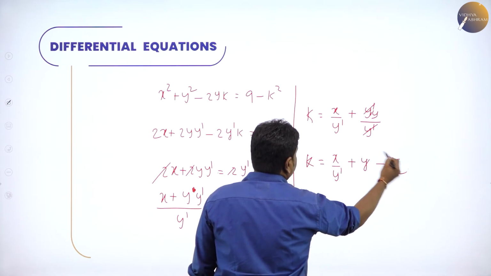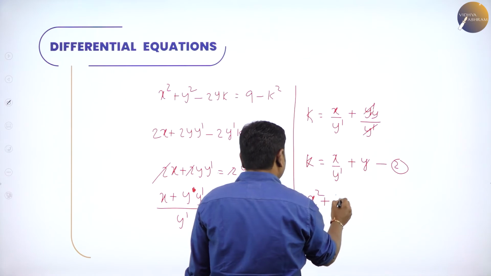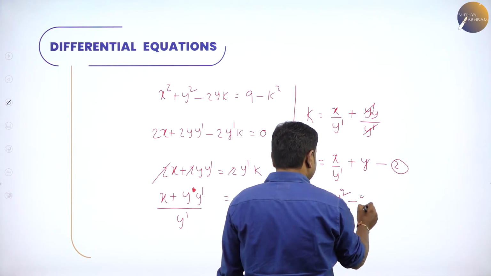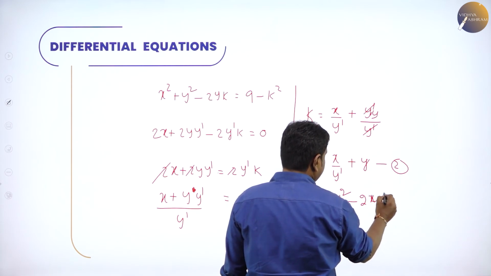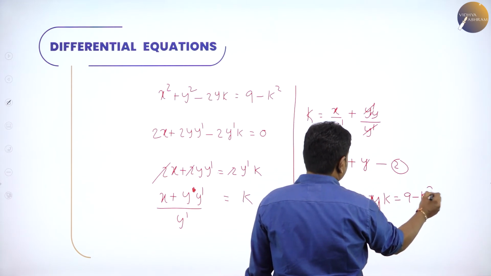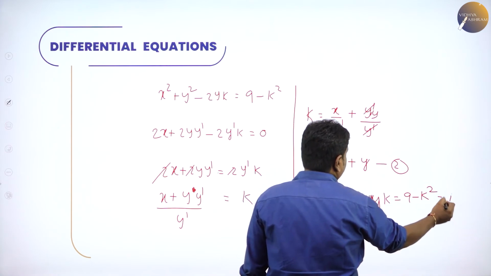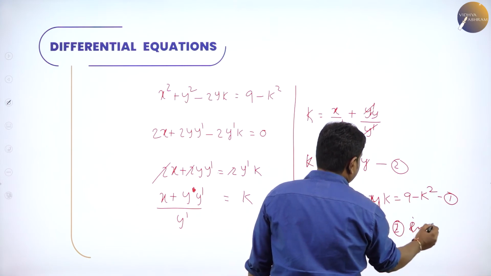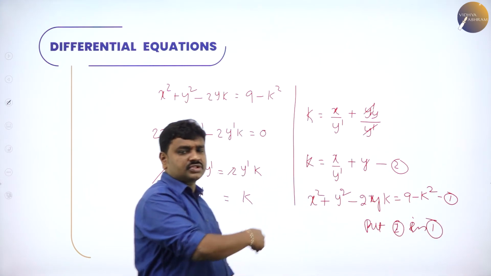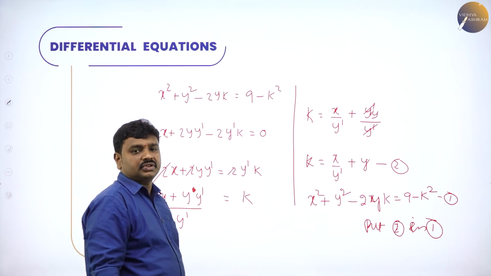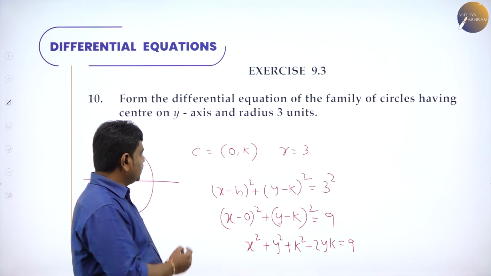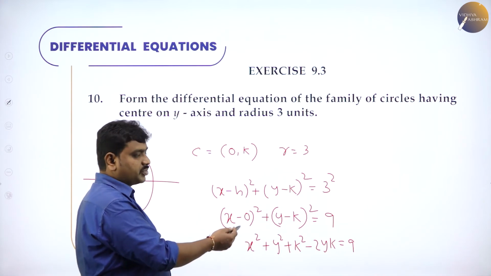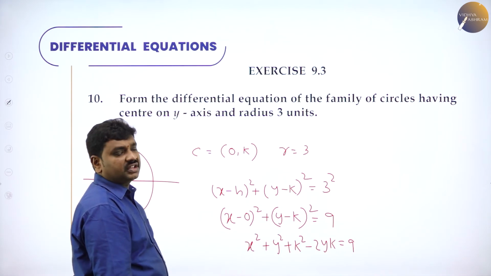Substitute this in the circle. What is the circle? x square plus y square minus 2yk is equal to 9 minus k square. Substitute the value of k in equation 1. Put 2 in 1. This is one form of forming differential equations. Now substitute and find the end answer. This is one method. The other method is, we can simplify and remove the k or constant separately, then you can differentiate. Either way is fine.